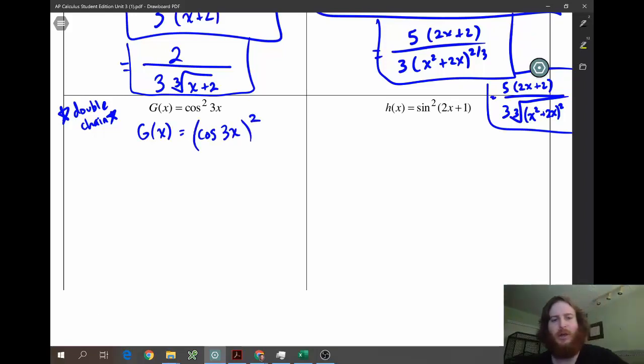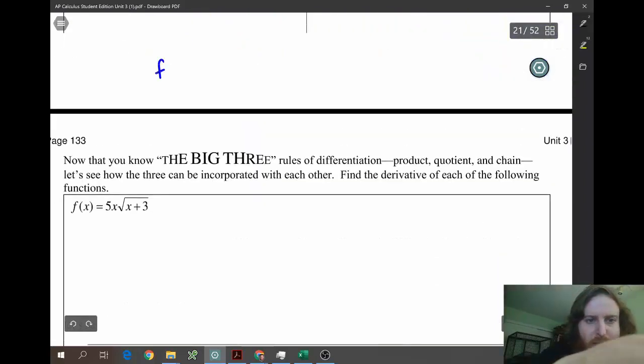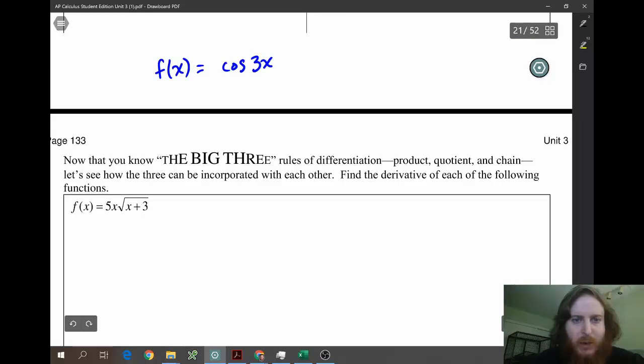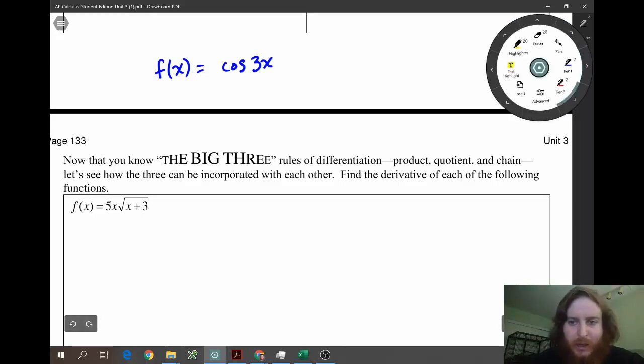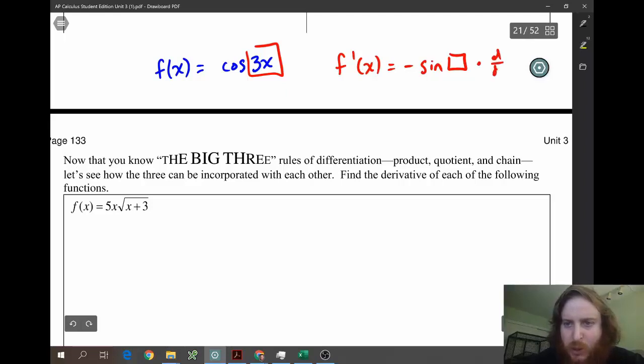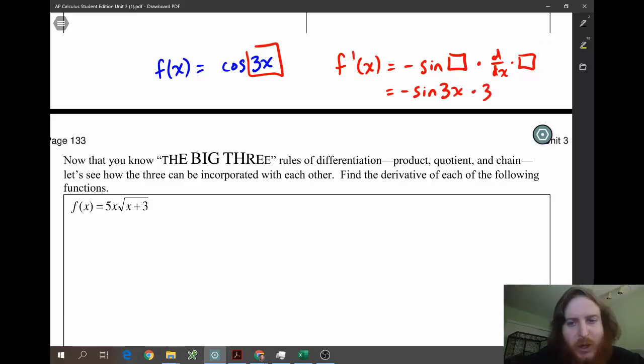Now, the reason this one's tricky is, before I do this question, I want to jump down here and think about just f of x equals cosine of 3x. Just really easy. What would the derivative be? Well, this is chain rule, because the derivative of cosine of 3x wasn't something we memorized. We memorized the derivative of cosine of x, which was negative sine of x. But instead of x, we're going to put a box. And when we have a box, we have to do chain rule on the box. So this gives us negative sine of 3x times 3. That's just something to watch out for. That would have been chain rule.